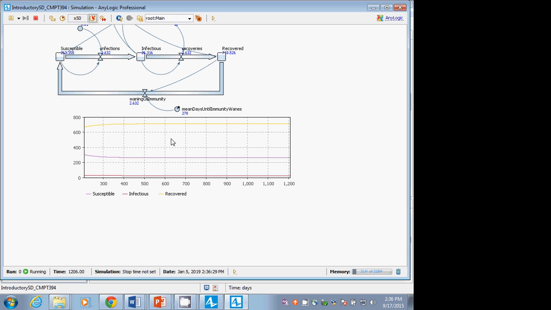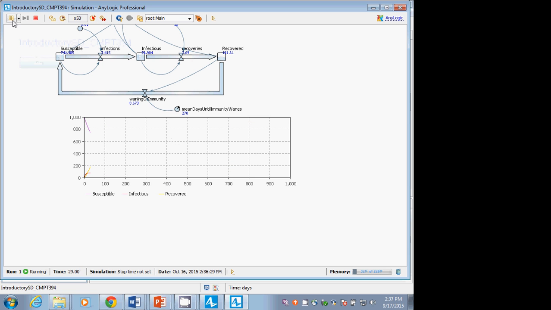The number of people in the infectious state. Why was it rising over time? Because the what? If it's rising, what must be the case? The inflow is greater than the outflow. And why is the inflow greater than the outflow at the initial time? Remember, everyone's initially starting susceptible. No one is starting infectious. No one's starting recovered. So why is infectious going up then?